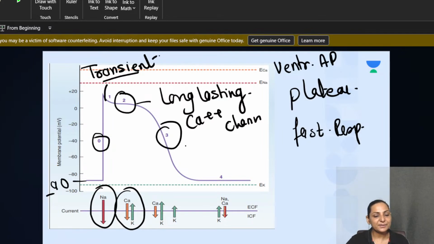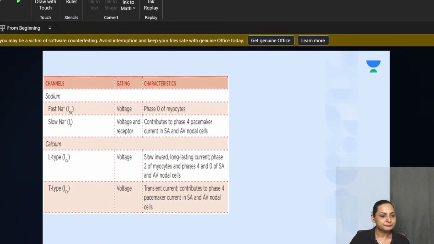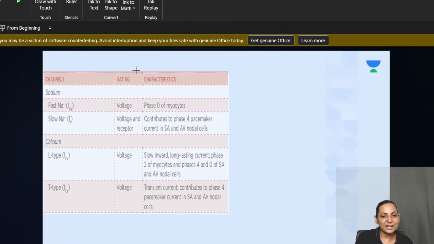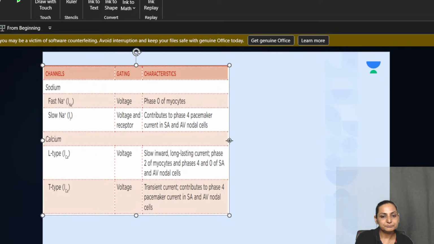Phase 3 is repolarization, that is again because of the closure of the calcium channels and opening of the potassium, and phase 4 is the RMP, that is contributed by the sodium potassium pump. So you can see the different types of channels; I have just taken a table.